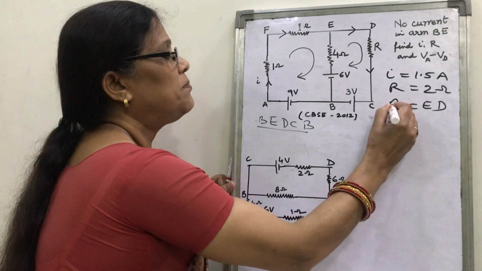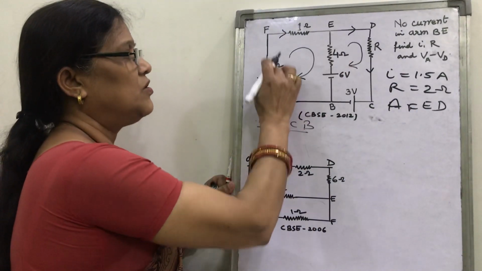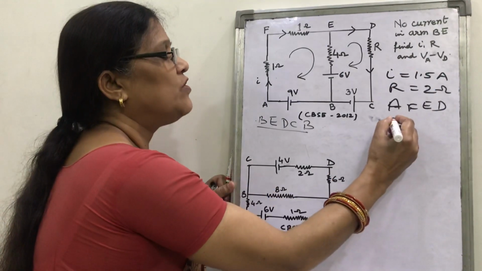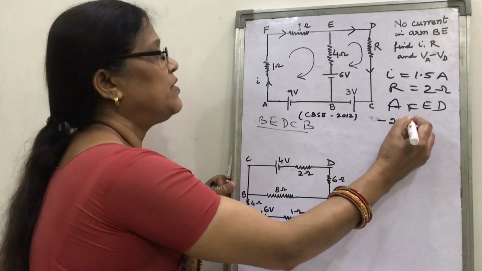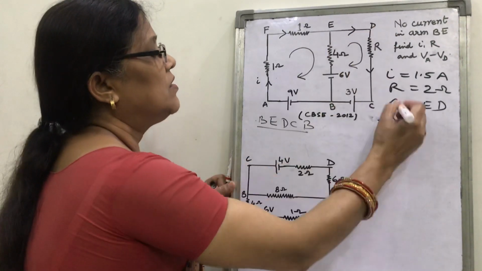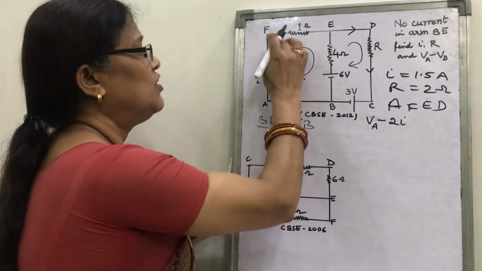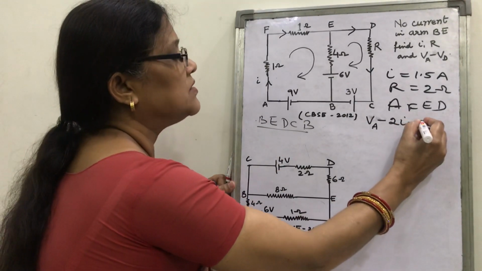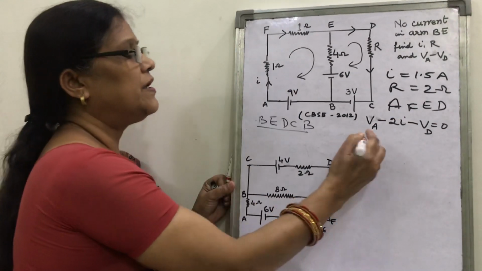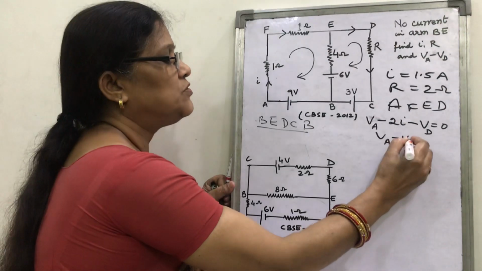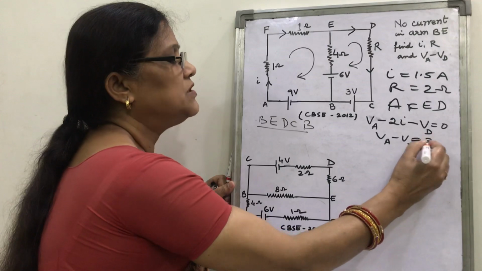AFED. So through the path AFED, A to F and E. 2I, what is 2I? 2I will be 2I with the minus sign, and I is 1.5 you will put here, and you will begin from A, so you will write here VA minus 2I minus VD equal to 0. So what will you get here? This VA minus VD equal to 2I, and what is 2I? Its value is 3 volt.